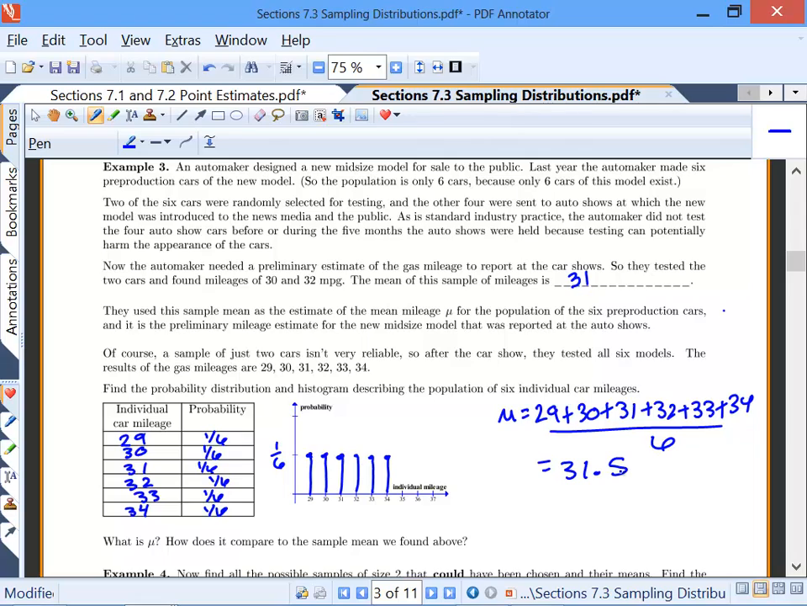How does it compare to the sample mean we found above of 31? Fairly close. A small bias. Okay. Well, technically, it was off by a little bit, but the expected value of my sample mean would be equal to my population mean. So it's not technically biased, but it was off a little bit.